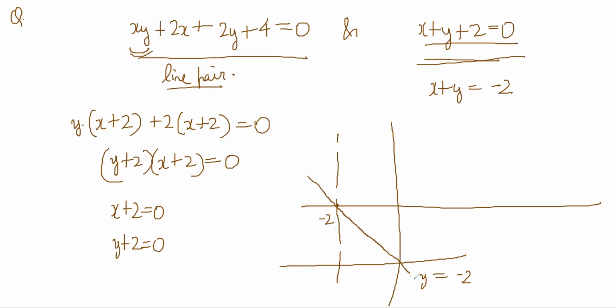So my triangle is this. It's clearly a right angle triangle. So circumcenter is the midpoint of the hypotenuse. The midpoint of hypotenuse is the midpoint of (-2, 0) and (0, -2), which will be (-1, -1).